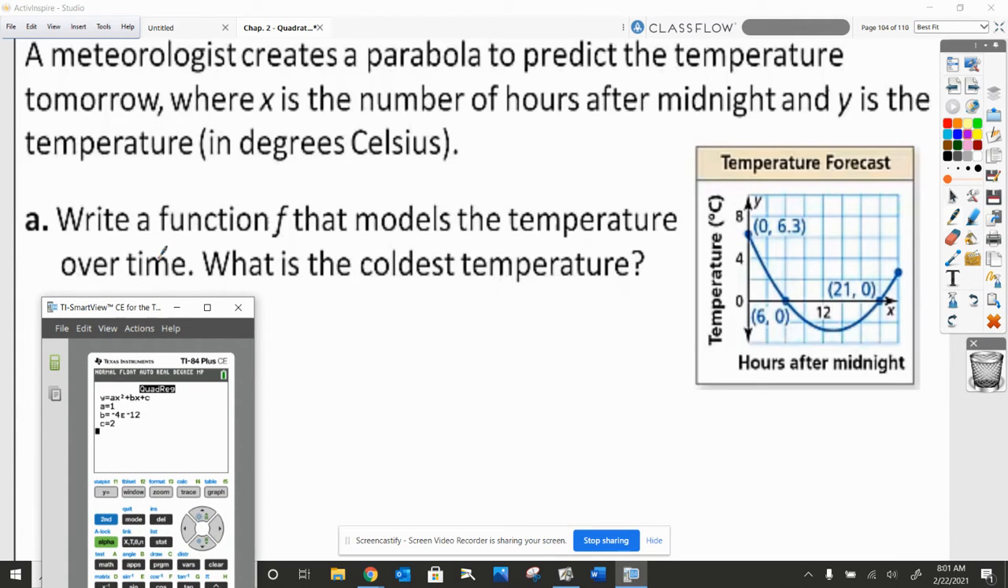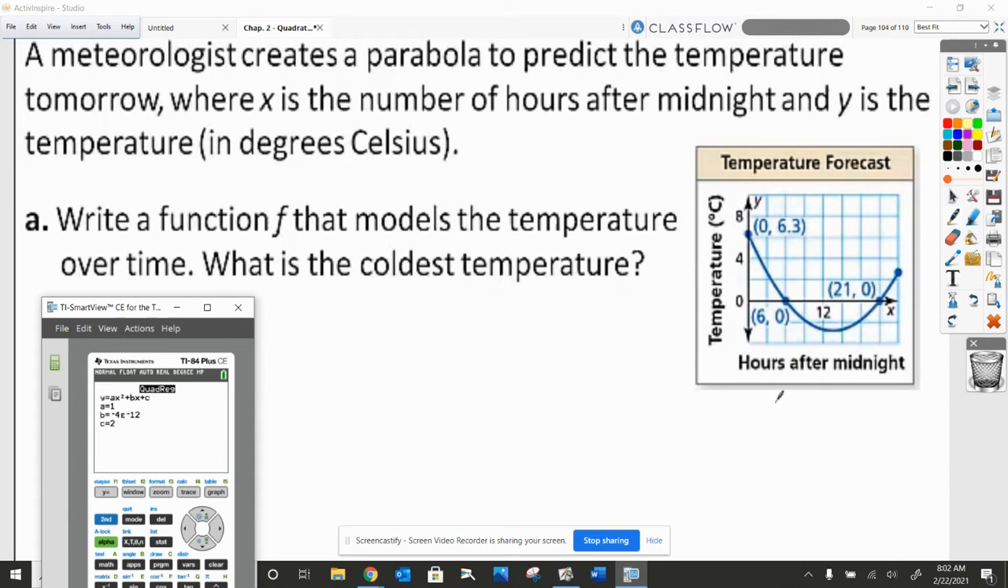Okay, for this problem here, it says a meteorologist creates a parabola to predict the temperature for tomorrow. X is the number of hours after midnight, and Y is the temperature in degrees Celsius. Write a function f that models the temperature over time. What is the coldest temperature? So they give us this little graph here, and if you notice, hours after midnight. So if midnight is starting here at 0, through the hours after midnight, and it shows us the dip in the temperature there, and it forms a parabolic motion there.